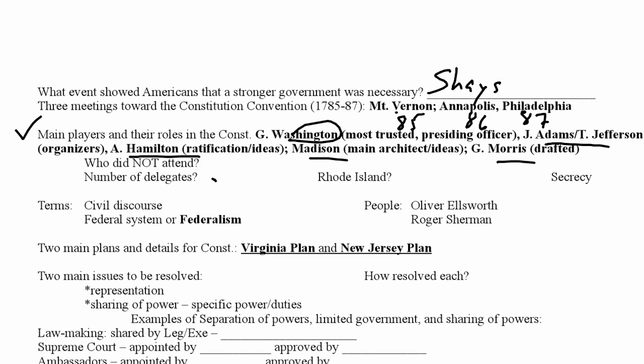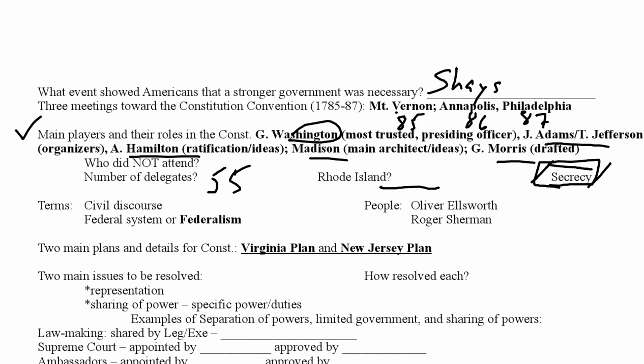Number of delegates, you can look that up, but it's 55. Rhode Island did not send any delegates. Why? They were trying to sort of sabotage, and they knew that you needed all the states represented, but that's not exactly what happened. They did not need all the states represented. It was done in secret so that they would have the best ideas and the politics would not get involved.